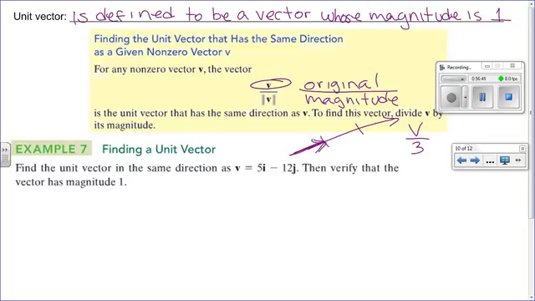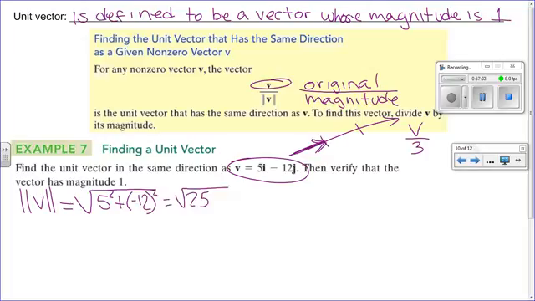So first of all, we need to find the magnitude of the vector. Here's the vector in question. And so the magnitude, since it is in i and j, we could just use the Pythagorean Theorem. So that will be 5 squared plus negative 12 squared. And that's going to give us 25 plus 144, which will be the square root of 169, which is 13.